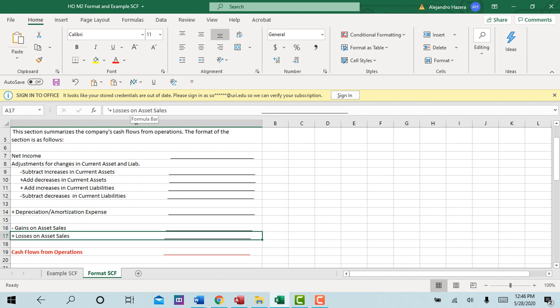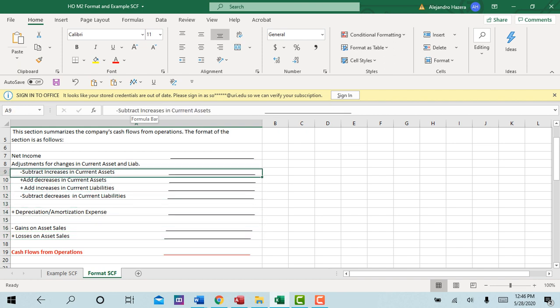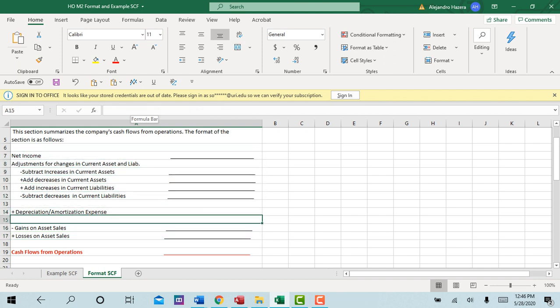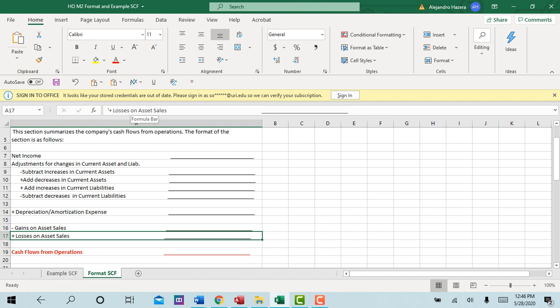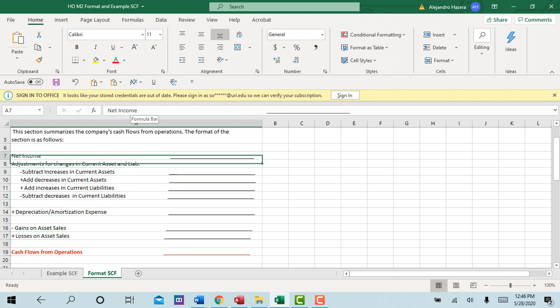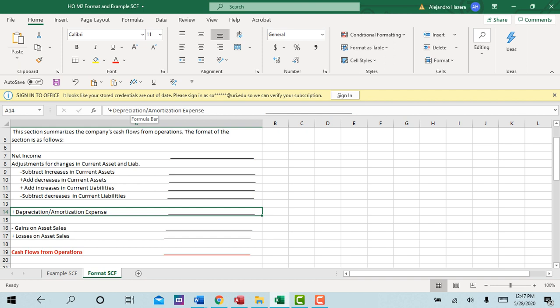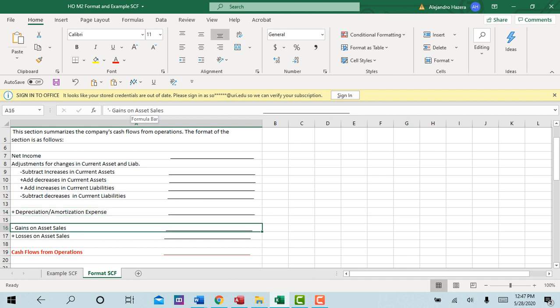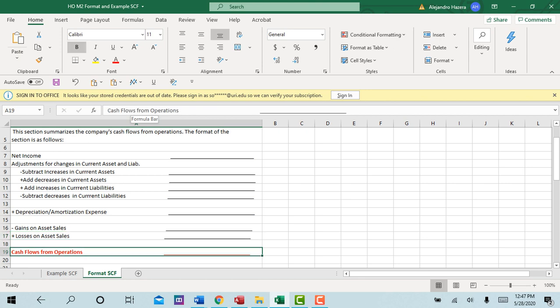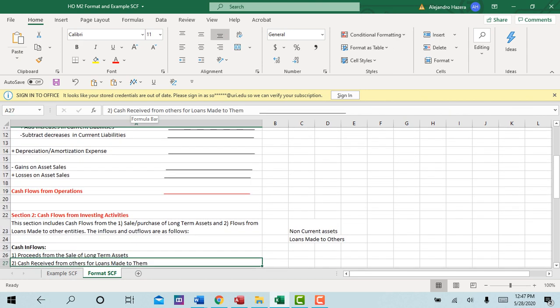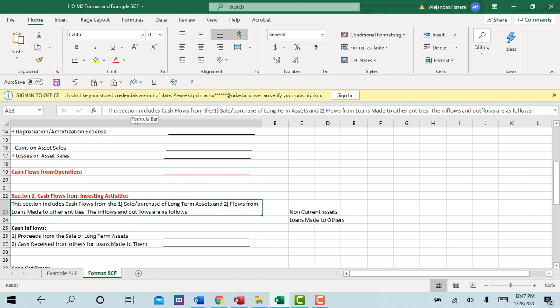Basically, we're zeroing out gains and losses, because gains and losses are part of net income. So if you start with net income and add back all these adjustments to current assets, current liabilities, your depreciation expense, subtract out your gains on asset sales, and add back losses on asset sales, you're going to come to cash flows from operations.